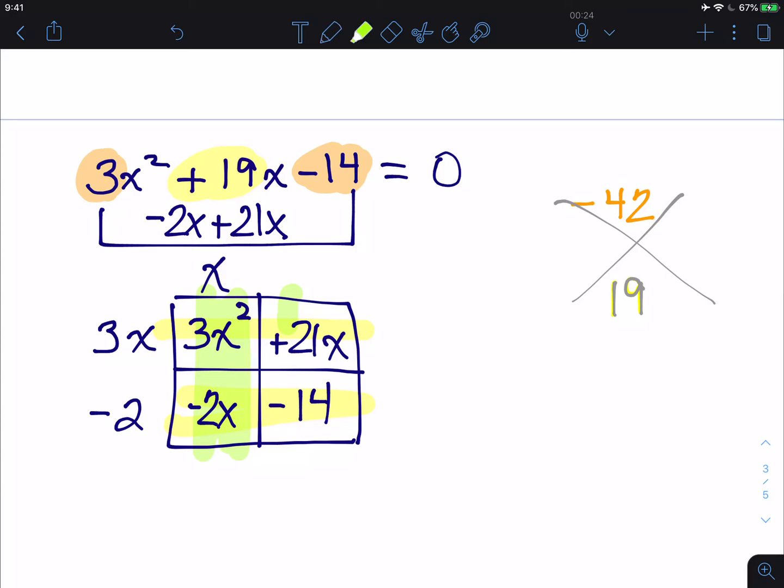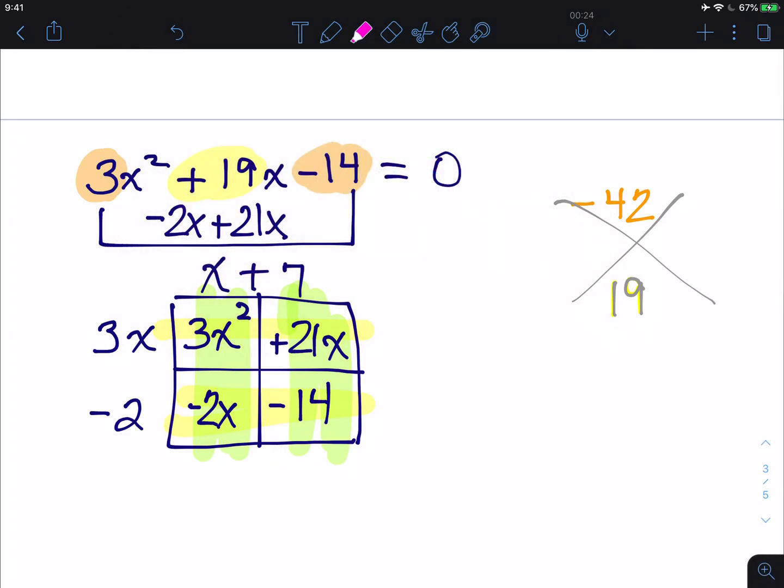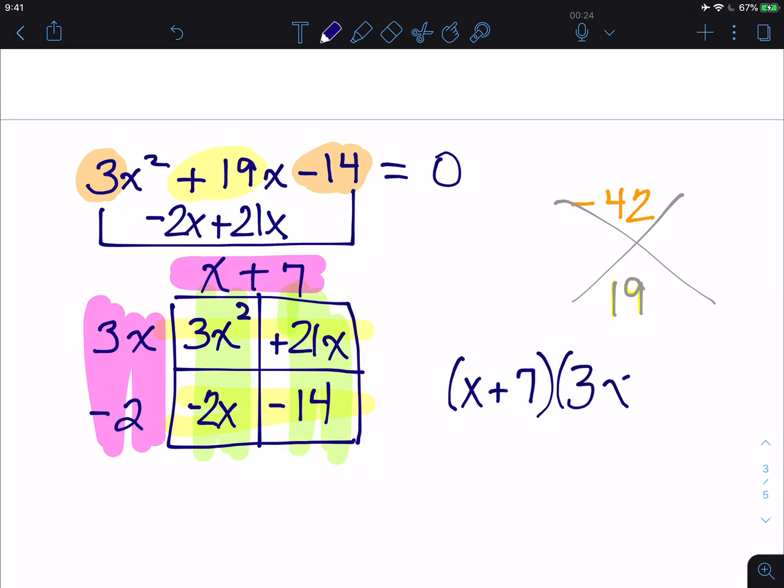And then I want to look at the second column and think, what do these two have in common? They don't have a negative sign in common, so I'm going to keep a positive, and they have a 7 in common. 7 is a factor of 21, and 7 is a factor of 14. And so what I've actually done here is factor this quadratic expression. I have broken it down into its two component factors. So it factors to be x plus 7 times 3x minus 2.